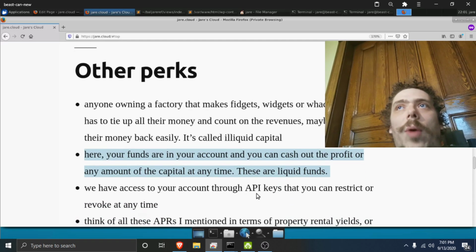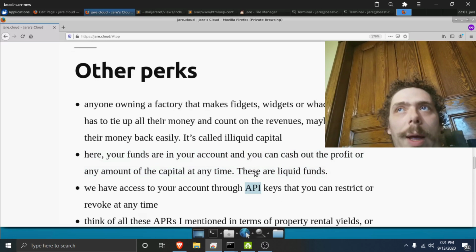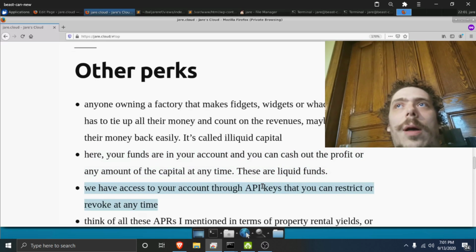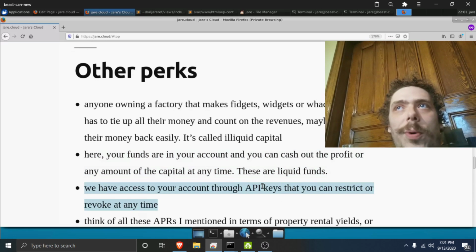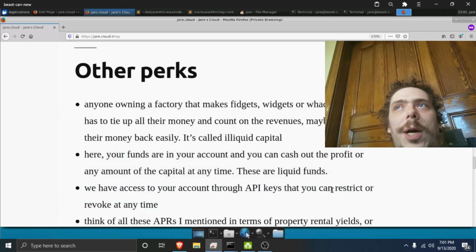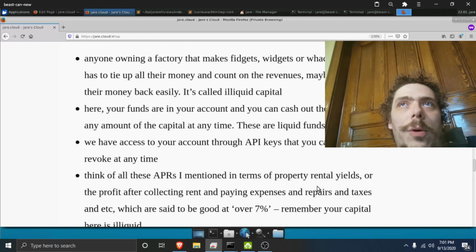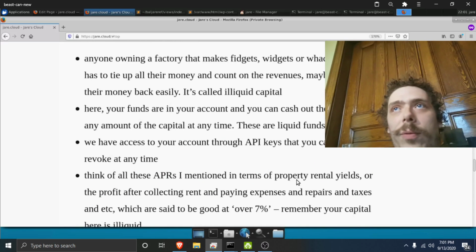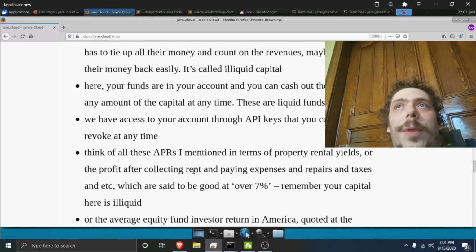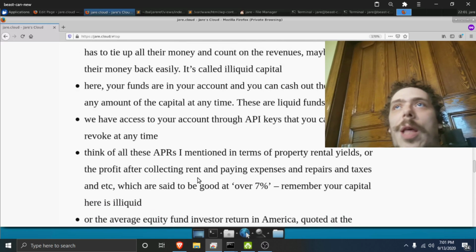We have access to your account through API keys, which stands for Application Programming Interface. Basically, we have a program that talks to the exchanges' programs, and they trade on your behalf. And you can restrict those or revoke them at any time, and we will no longer have access. So your funds are absolutely yours. We have no access to do stuff if you don't give us access. And think of the APRs I mentioned.